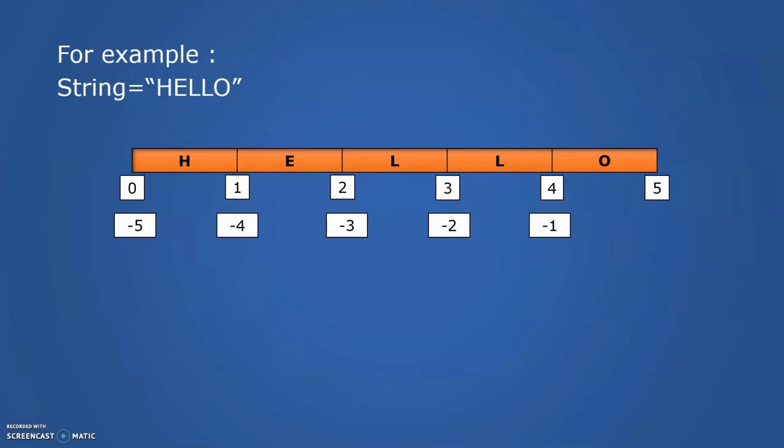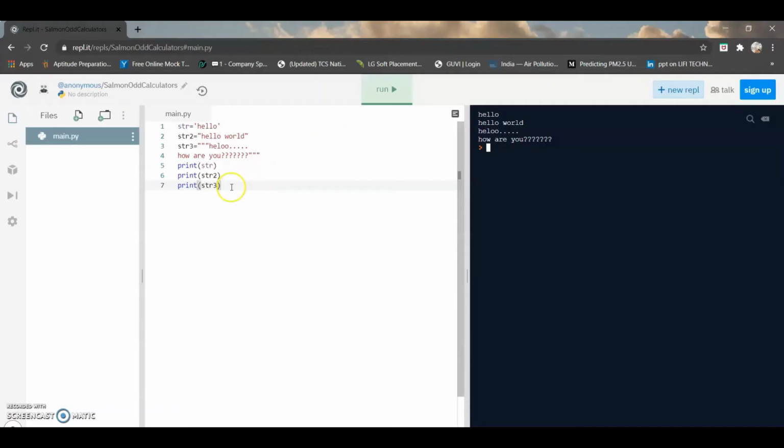The slicing method is done by using an operator called colon. And we can also use a double colon for a method called slicing stride. Let's see some examples in indexing and slicing.